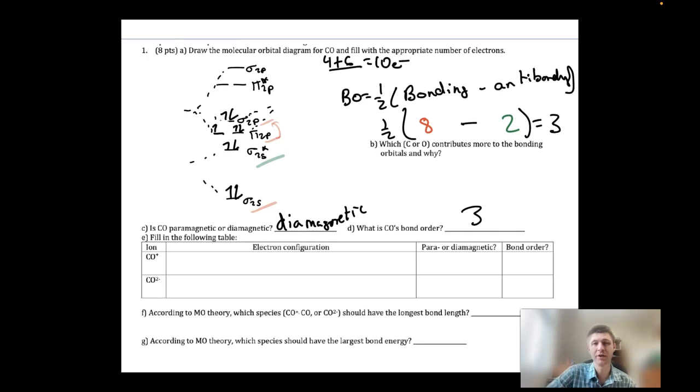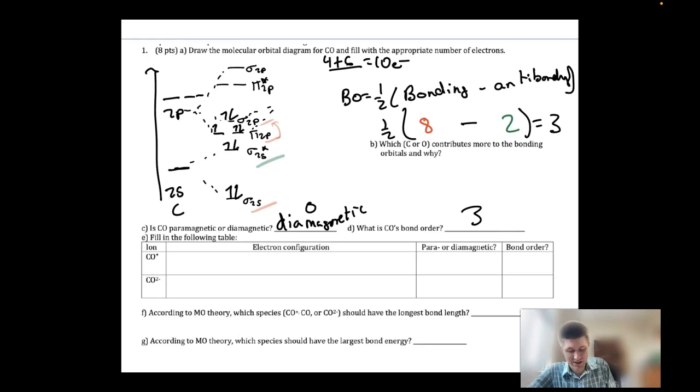Which orbital contributes more to the bonding orbitals and why? This has to do with electronegativity and the Z effective of each atom. In this case, because we have 2 different elements with different electronegativities, carbon's valence orbitals might start up here, 2s and 2p. Oxygen, on the other hand, if we thought about its starting valence orbitals, they would start lower in energy, 2s and 2p.